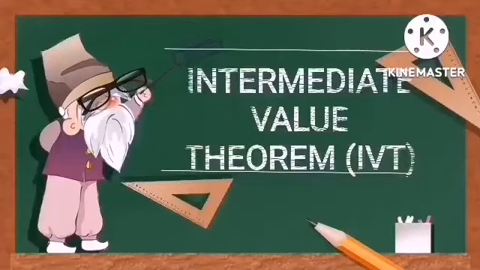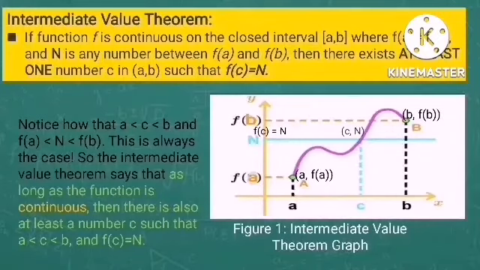The intermediate value theorem, or sometimes called the IVT. So it states that if function f is continuous on the closed interval [a, b], where f(a) is not equal to f(b), and if n is any number between f(a) and f(b), then there exists at least one number c in [a, b] such that f(c) is equal to n.